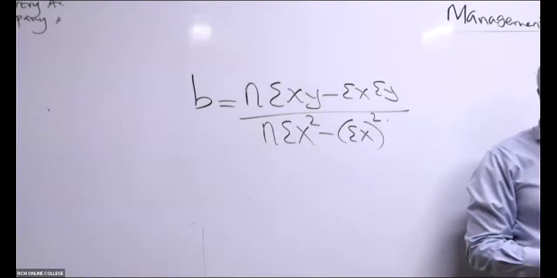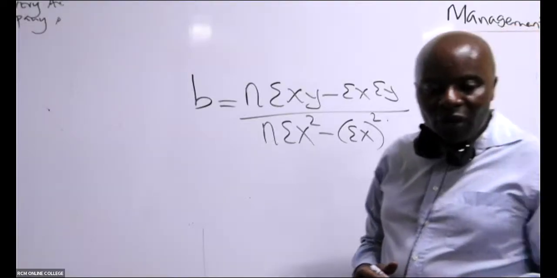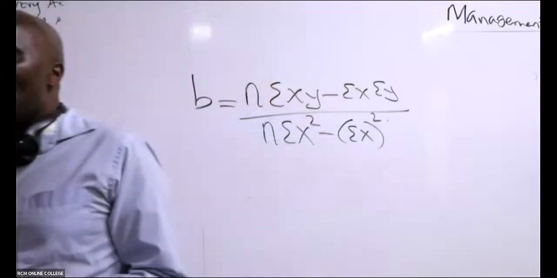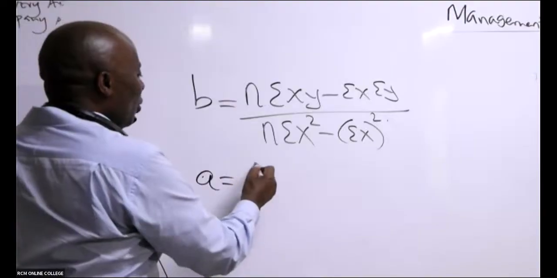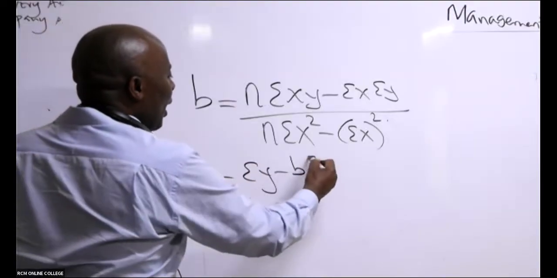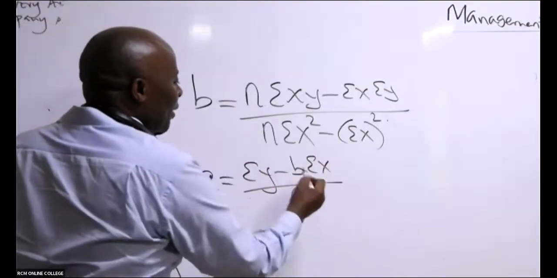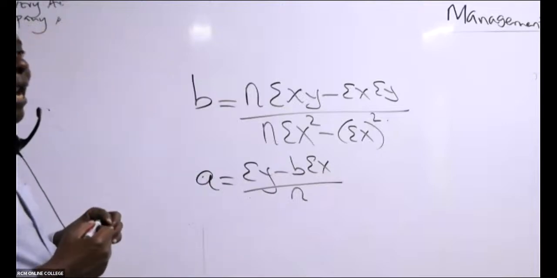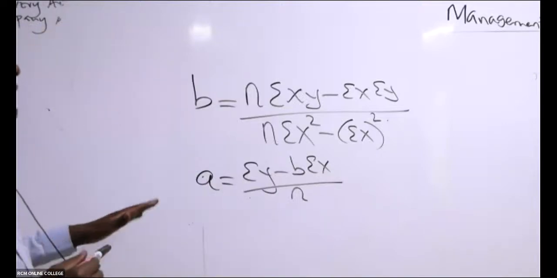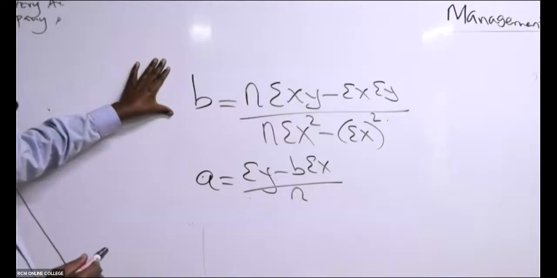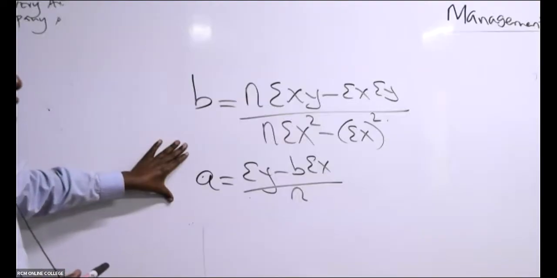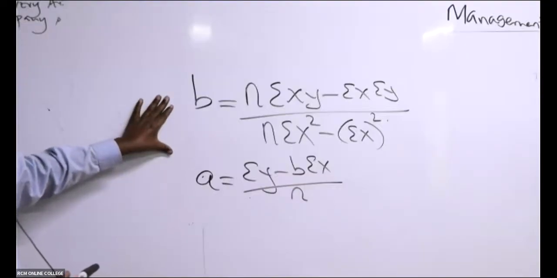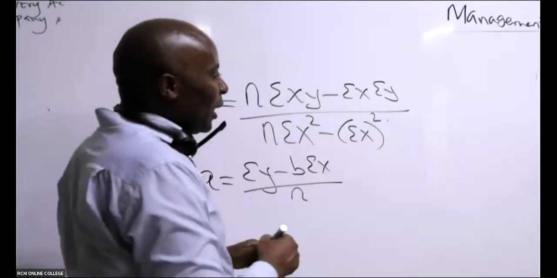Best subject in CPA. And then, ladies and gentlemen, having gotten that, how do we get our a? To get our a, we shall take summation of y minus b summation of x, divided by n. So anytime they want us to give them the value of b, this is how we shall be getting it, and this is how we shall be getting the value of a.